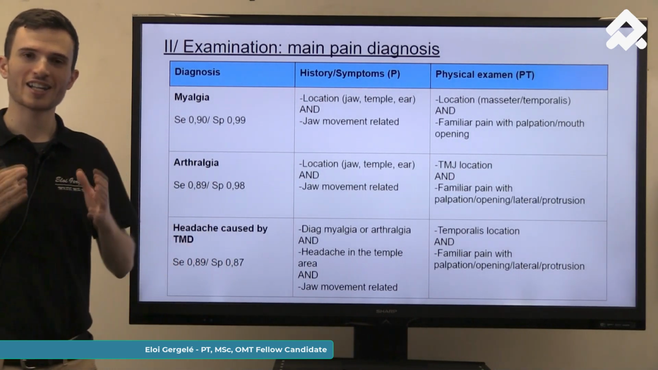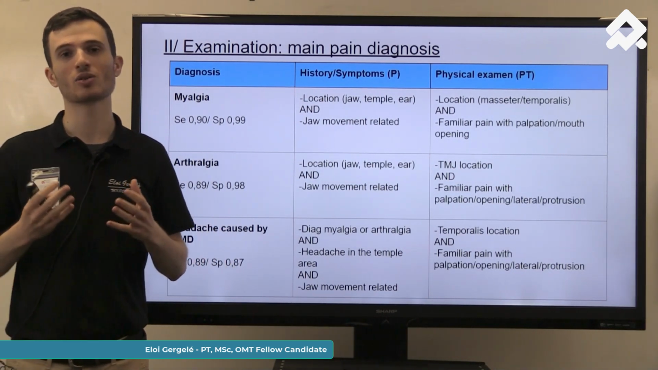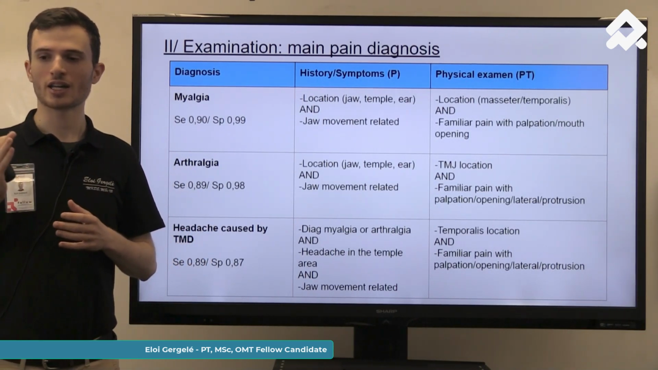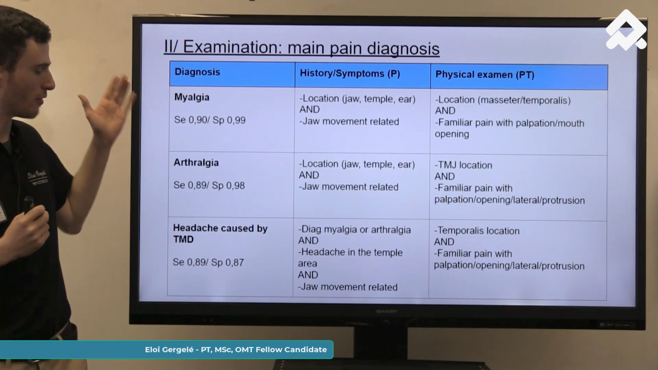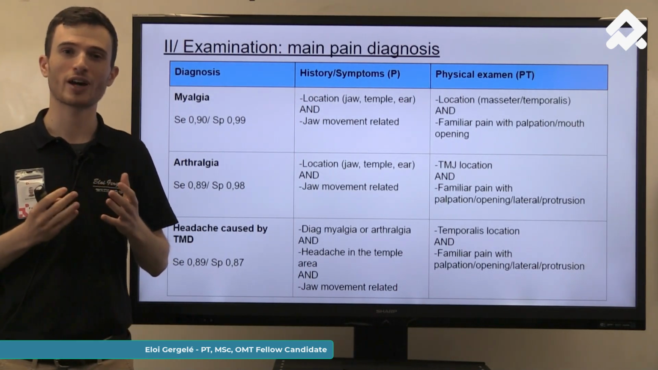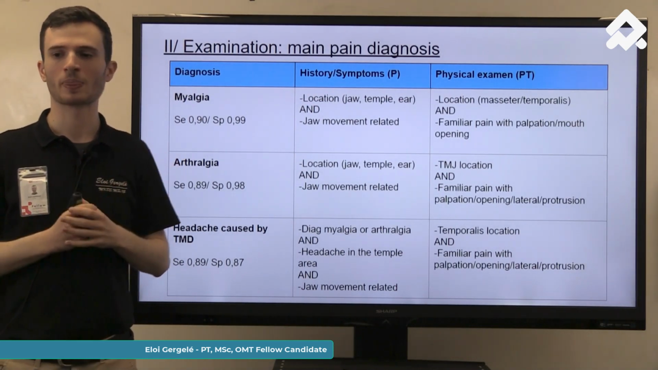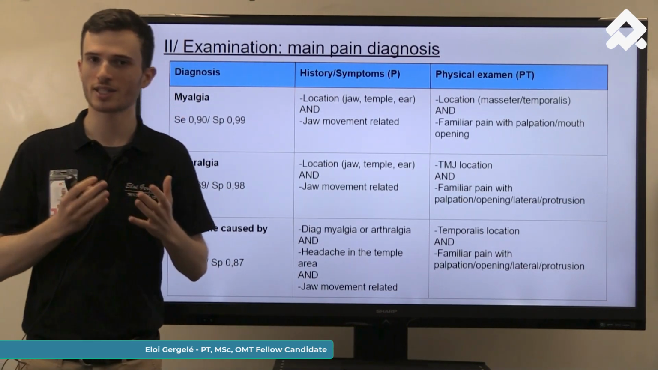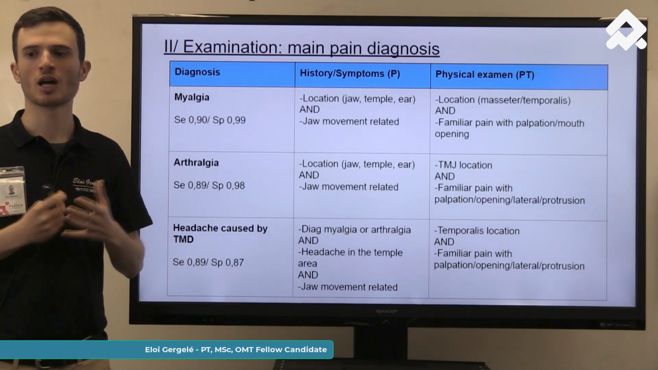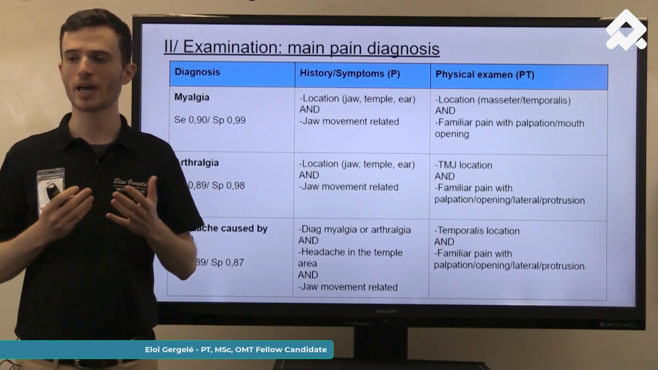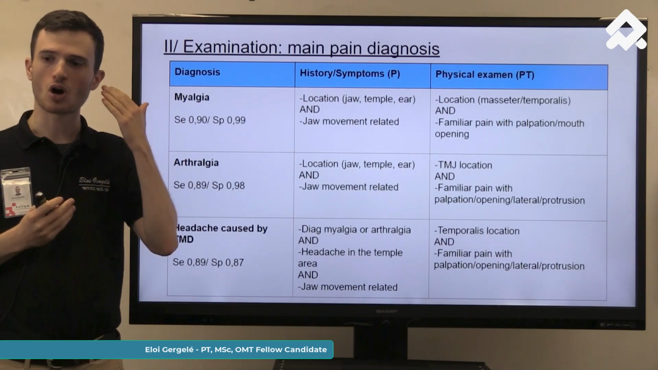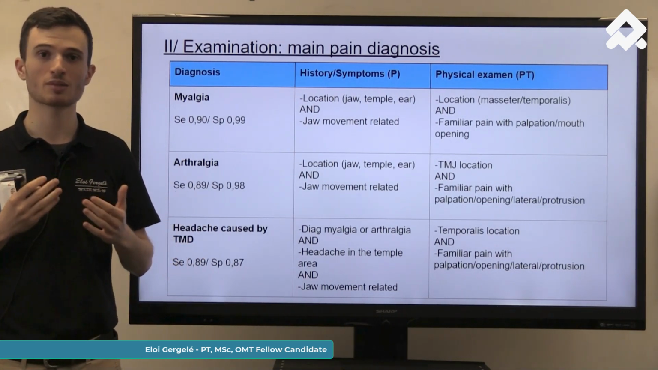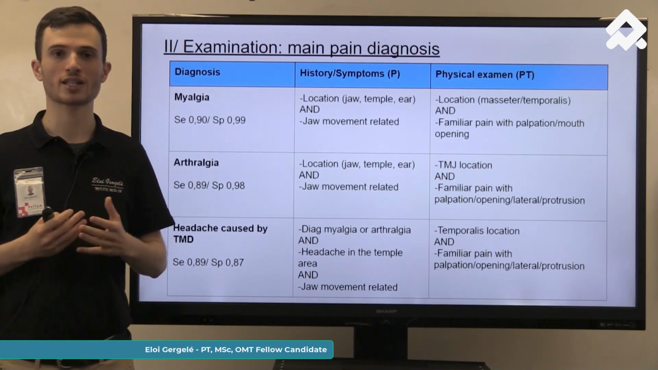So now let's have a look on the main diagnosis that you can find for your patients. In this table you have the three main diagnoses that you can find which are pain related. So the first one is myalgia. To make this diagnosis, the patient has to report pain in the jaw, temple or ear area, and he has to report that this pain is jaw movement related.